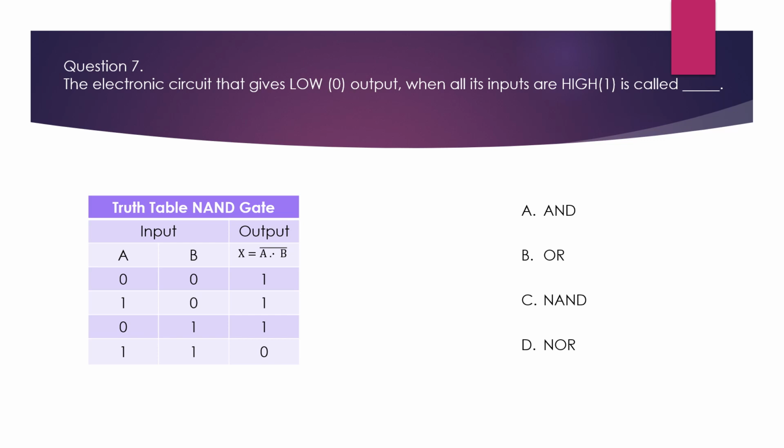Both are low, output is high. B is low, but output is high. Here A is low, but output is high. Here both the inputs are high, but output is low. So we need an electronic circuit that gives low output when all the inputs are high. That is called a NAND gate. The correct option here is C, NAND gate.